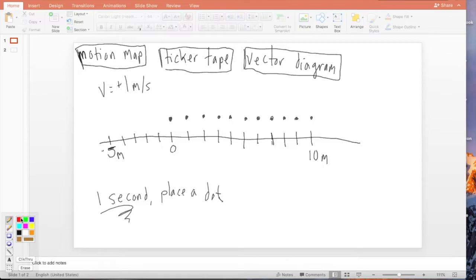Let's look now at a different object that may be moving with a velocity of 2 meters per second. Let's see what that would look like. Again, it's going to start at the origin. And this time, every 1 second, remember, each second I place a dot, the object has moved twice as fast. It's moved 2 meters in the same time frame, 2 meters per second. So my next dot for this object is going to go right here.